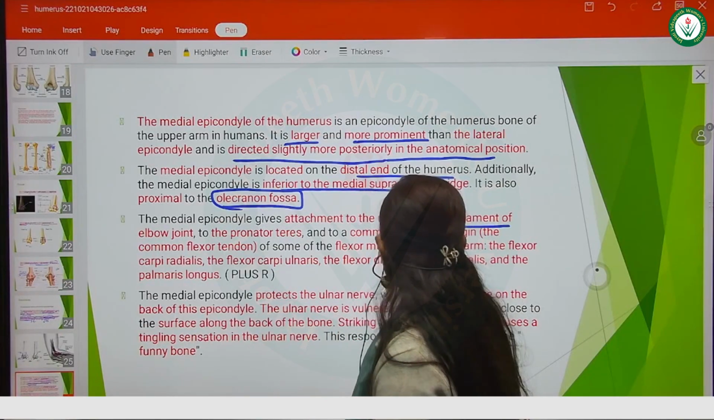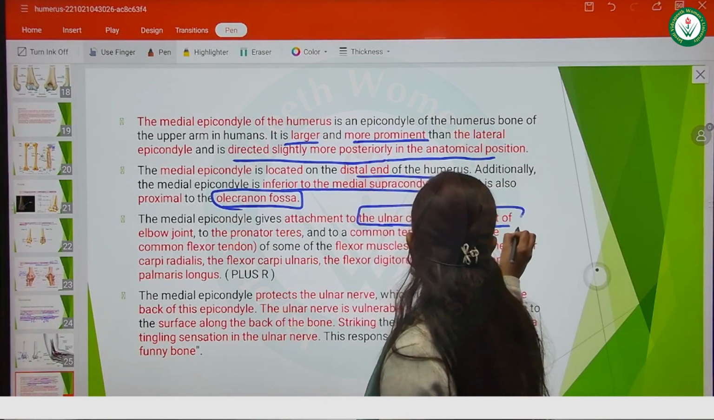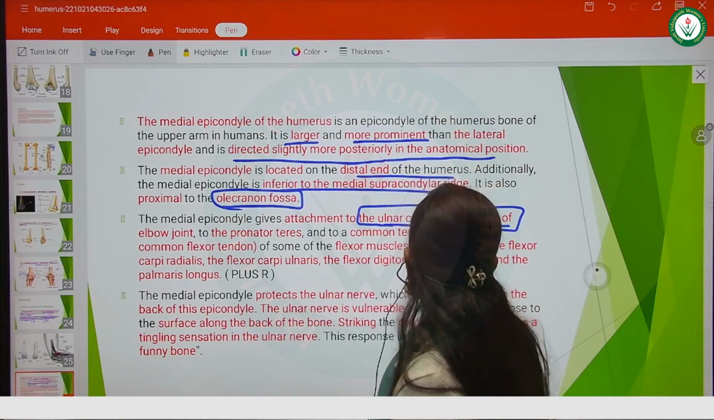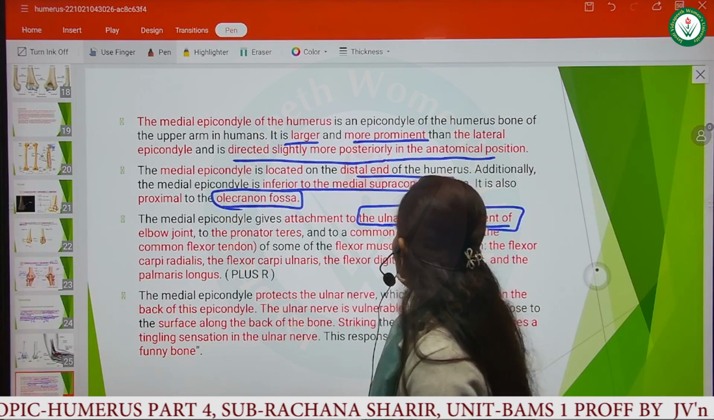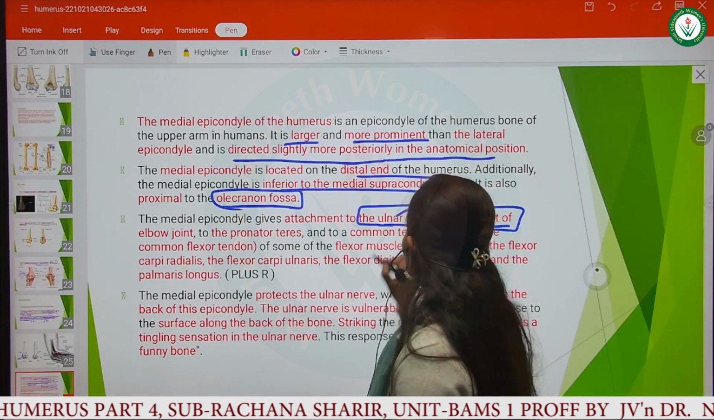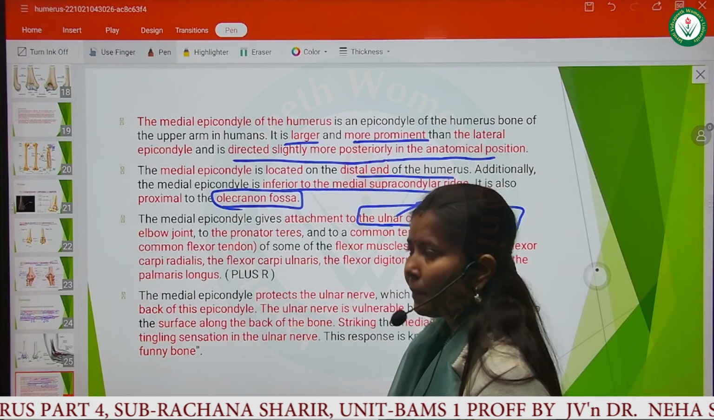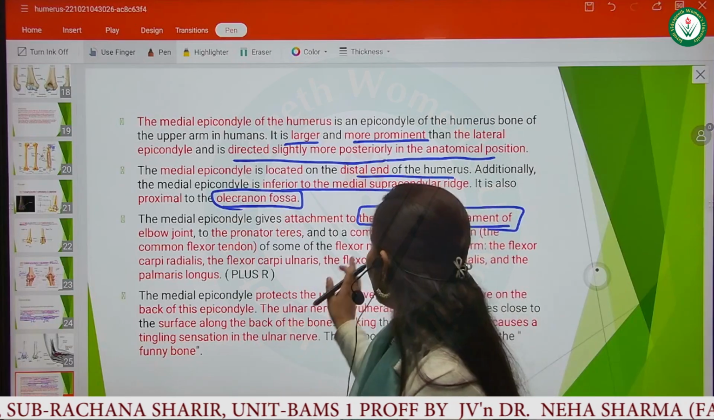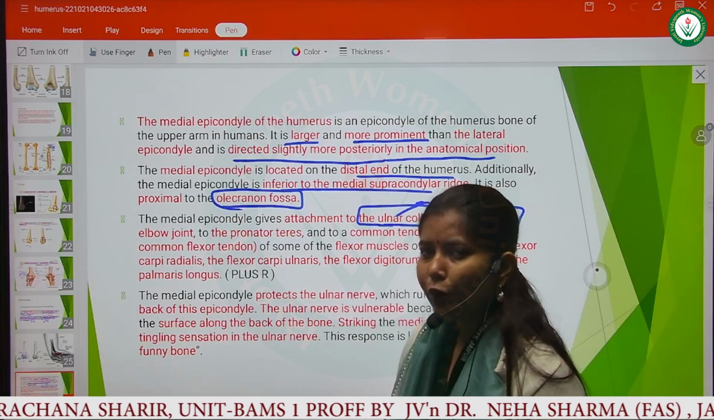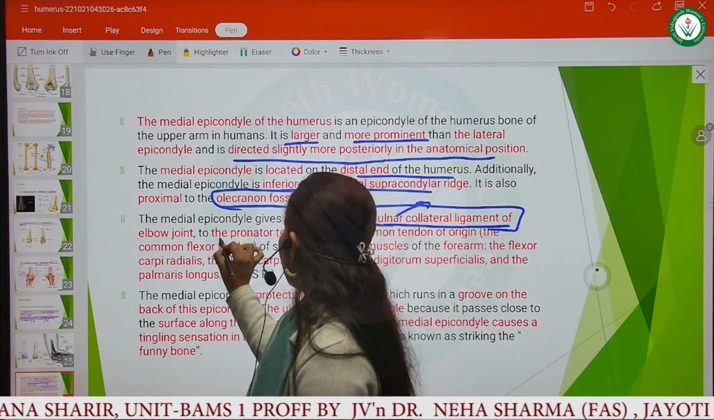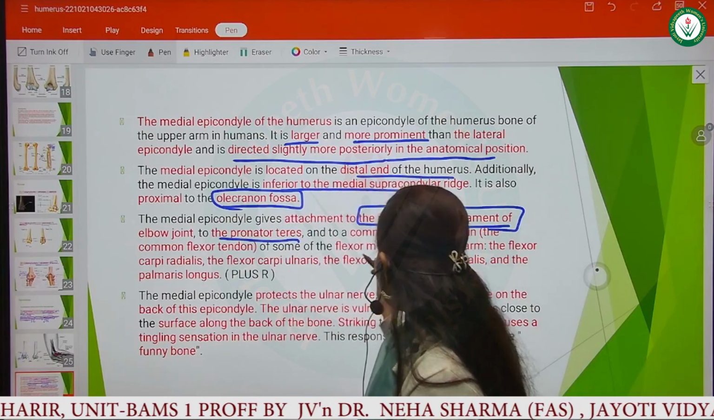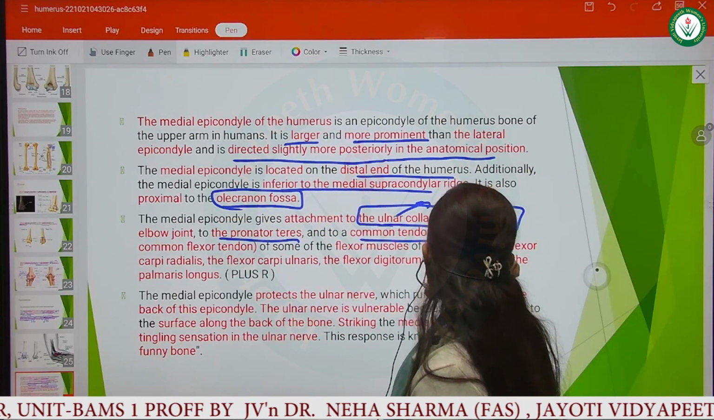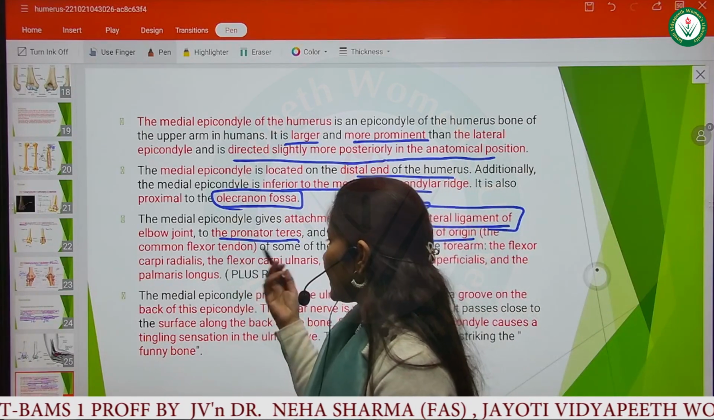So the ulnar collateral ligament of the elbow joint. Why does it give attachment to the ulnar collateral ligament? Because it is situated on the medial side and the ulna is the medial bone of the forearm. And it gives attachment to the pronator teres muscle, through the common tendon of origin, the common flexor tendon.